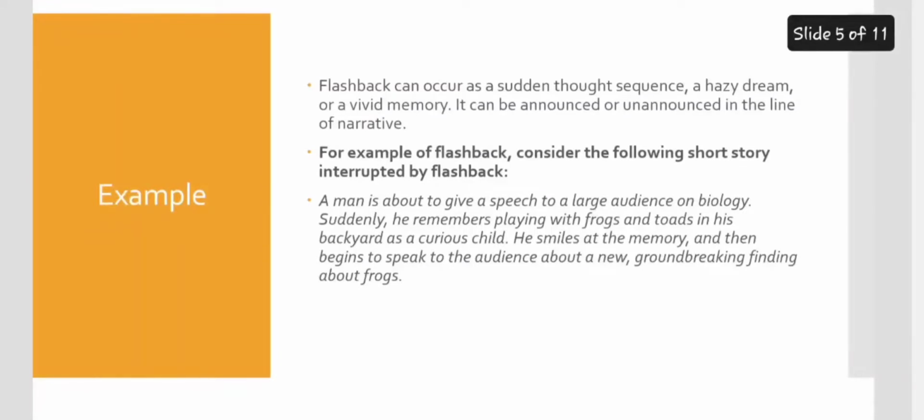The example that is written here is that a man is about to give a speech to a large audience on biology, and suddenly he remembers playing with frogs and toads in his backyard as a curious child, and he smiles at the memory, and then he begins to speak to the audience about a new groundbreaking finding about frogs. So that is basically flashback. The flashback technique has been used here, and that definitely is going to make any story more interesting.